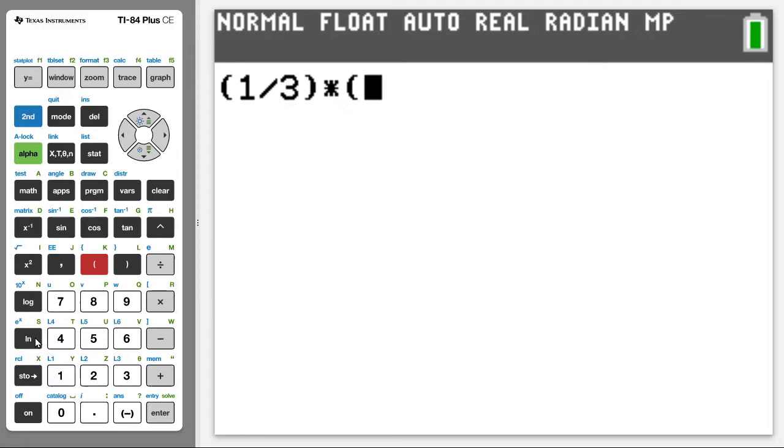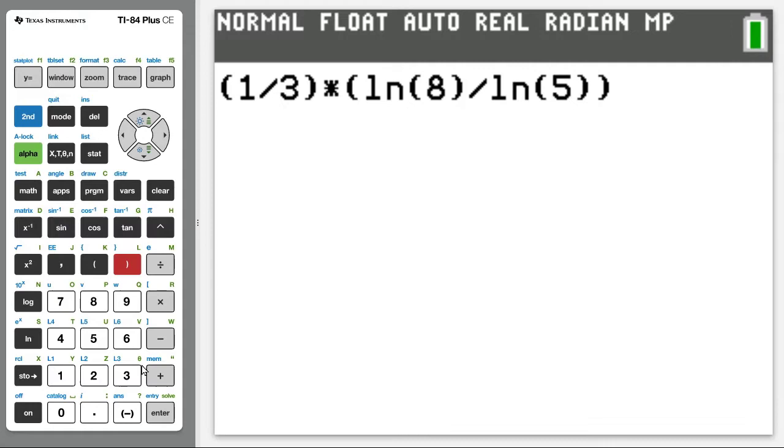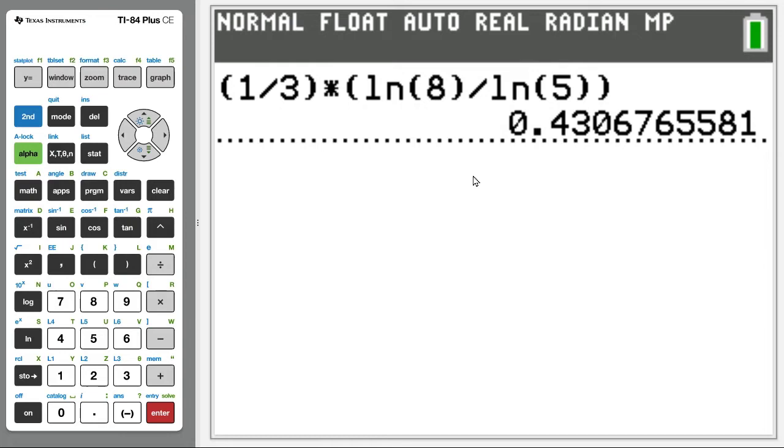Natural log of 8 divided by natural log of 5, and then close another parenthesis. If we forget any of these parentheses, it can also ruin our answer and cause some anxiety and pressure on us. Okay, and that's the answer. But once again, if we just do this, then we have completely no sense of what's going on.